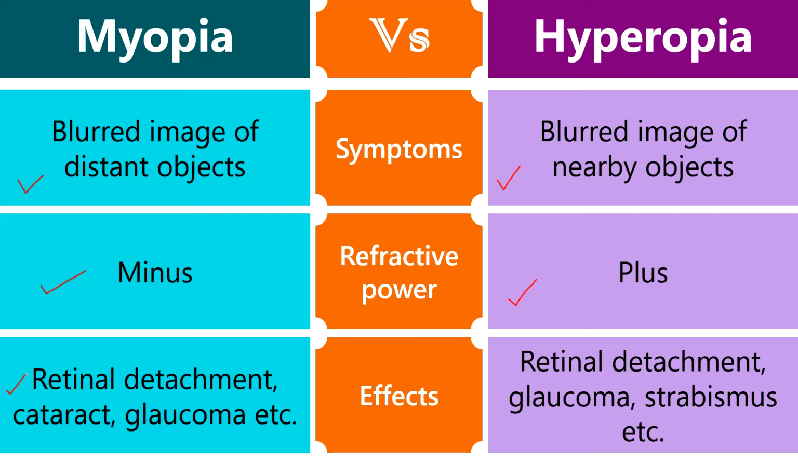Then if myopia is left unfixed, some complications may develop, like retinal detachment, cataract, glaucoma, etc. And the complications of hypermetropia include retinal detachment, glaucoma, strabismus, etc. In retinal detachment, the retinal membrane separates from the back of the eye. Cataract is the clouding of the eye lenses. Glaucoma is an eye problem damaging the optic nerve. And strabismus is also called crossed eye, in which the eyes cannot move in the same direction.